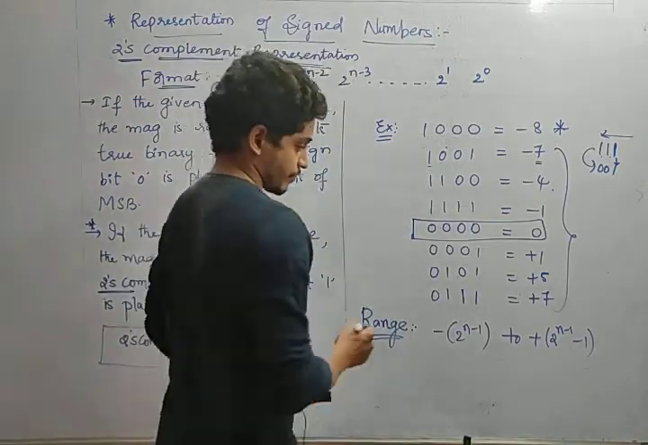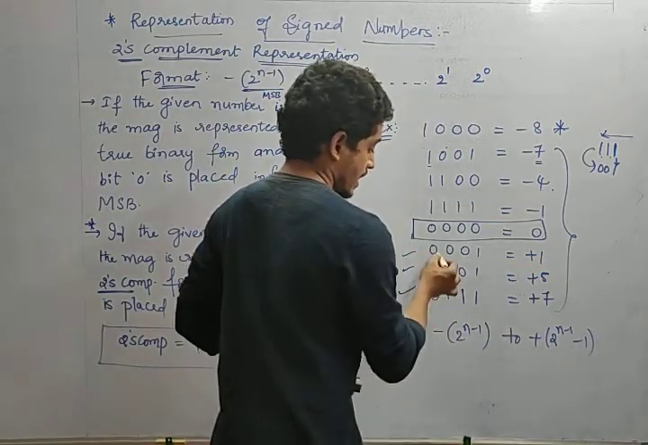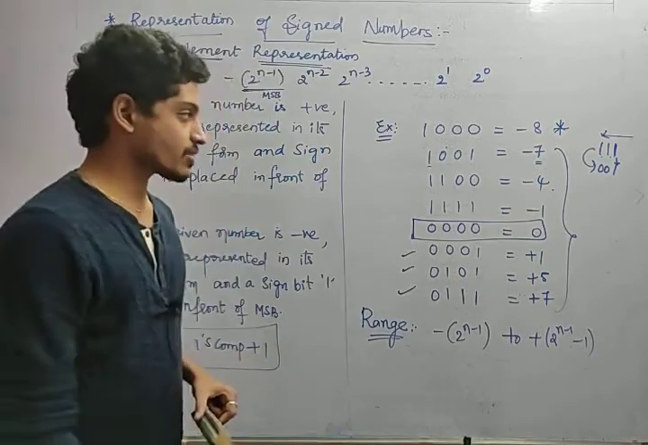Now next see. For all positive numbers, only true binary form will be formed and MSB will be 0. Same as in 1's complement representation.